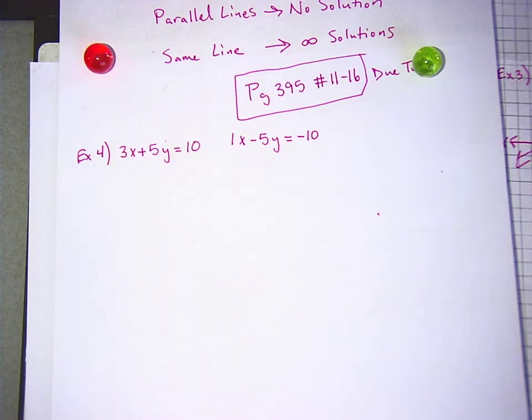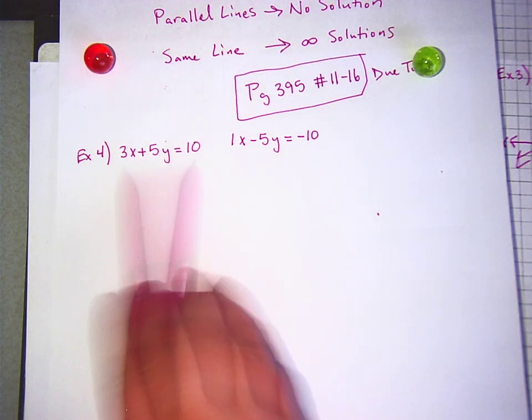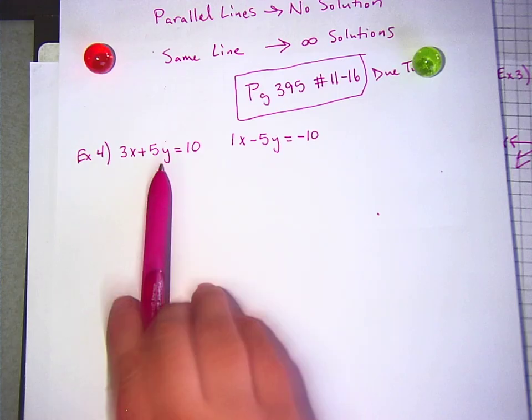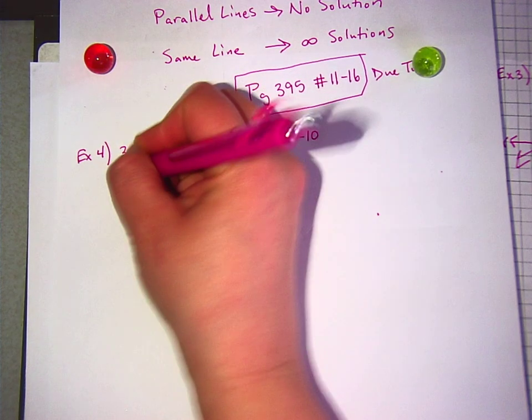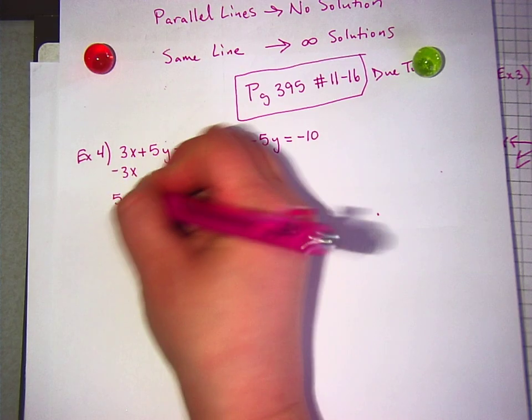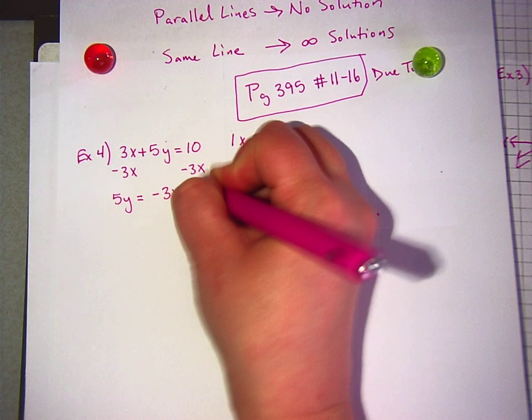Now, what's different about today than Friday? Right. We've got to solve for y to make it look like y equals mx plus b. So, everybody look up. On this one, how do we get 5y by itself? We're going to have to minus 3x on both sides. So now I've got 5y equals, I'm going to put the negative 3x plus 10 first.